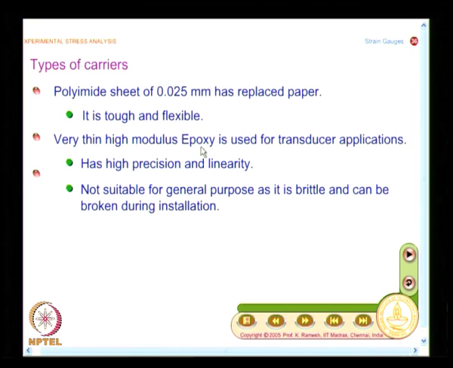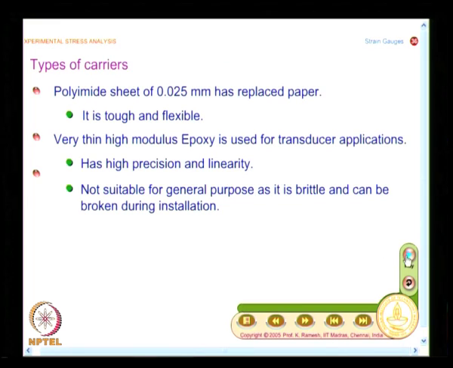And what is the advantage of epoxy carrier? It has high precision and linearity. And for general purpose it is not suitable. Why is it not suitable? Because epoxy is brittle, and if you do not know how to handle it properly, it can be broken during installation. See, I said general purpose strain gauge, you use a 3 millimeter gauge length, advance or constantan alloy with a polyamide backing. This is the most general strain gauge available for a variety of common applications, and polyamide being a plastic, it is easy to handle.